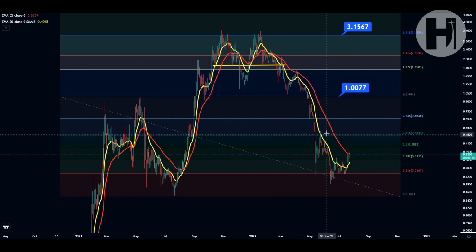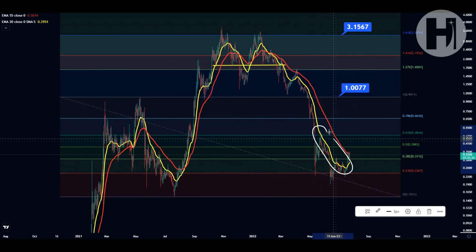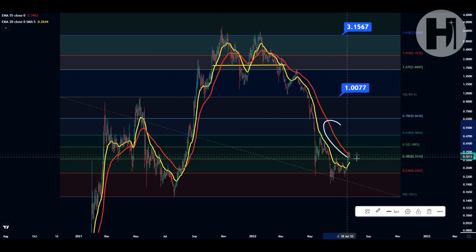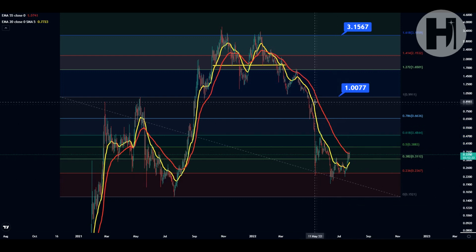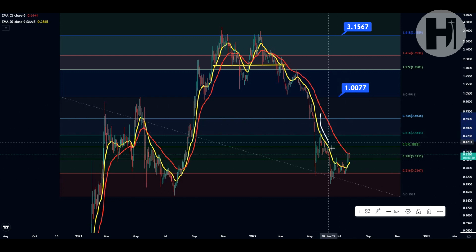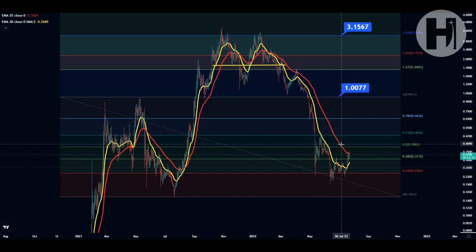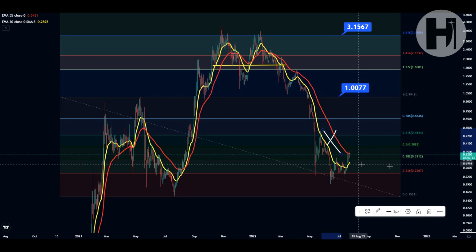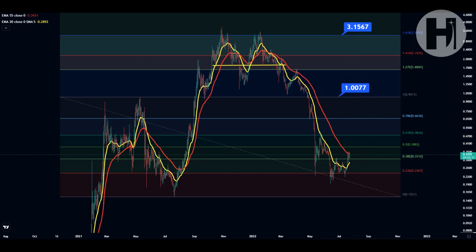In this case, we have the yellow EMA as the 20, and the red EMA is the 55. As you can see, the gap that they have in between each other is unhealthy. When you have these sort of gaps in between the EMAs here, usually you see reversals soon after.